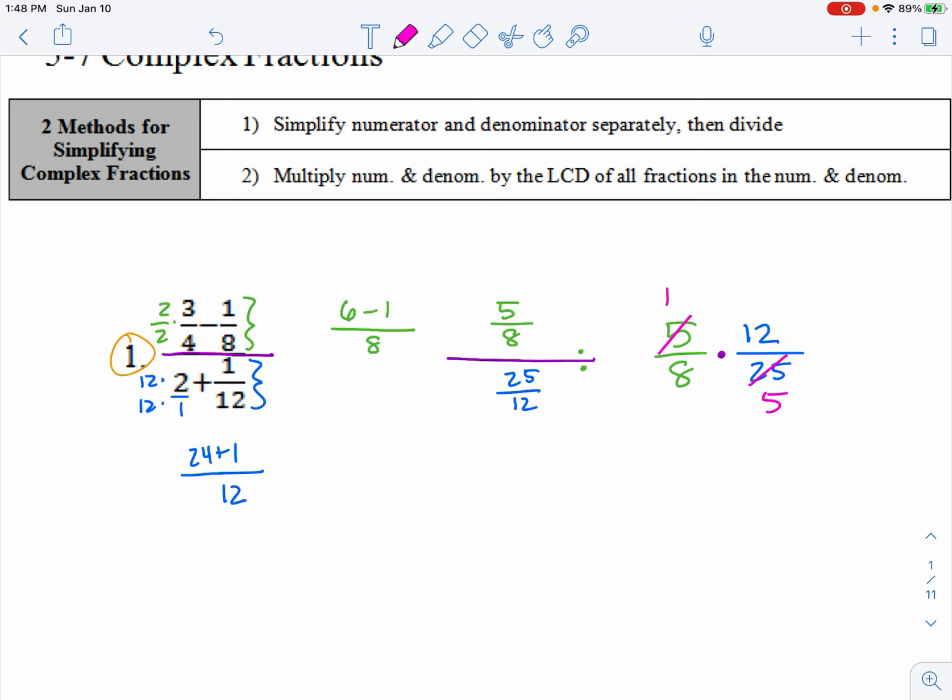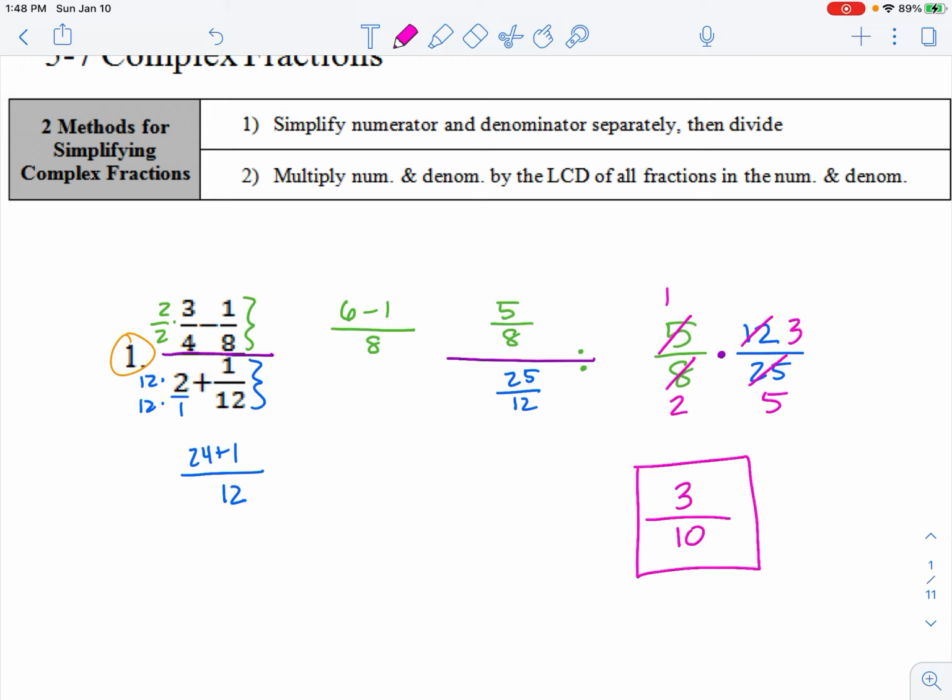Well, 8 doesn't go into 12, but 4 does, and 4 goes into 8 twice, into 12 3 times. I have a 1 and a 3 on the top, a 2 and a 5 on the bottom. Nothing else cancels, so I have a 3 on the top, and I'll multiply my 2 times 5, and I get 3/10.